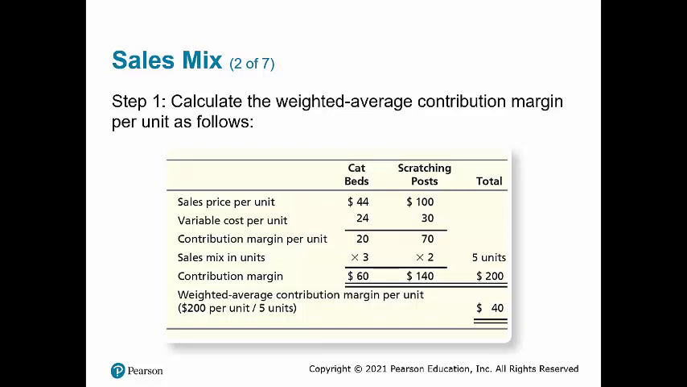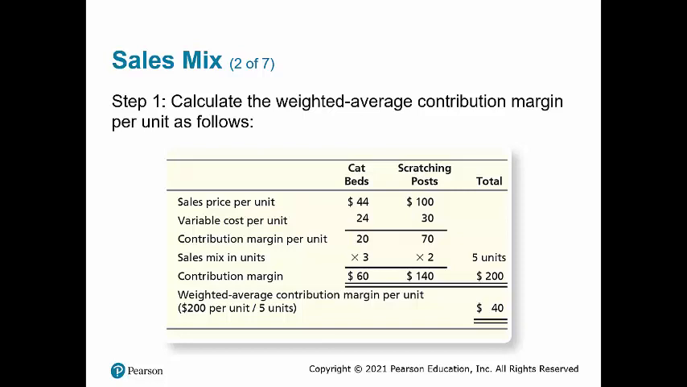The sales mix of 6,000 beds and 4,000 posts creates a ratio of 6,000 to 10,000, or 60% cat beds, and 4,000 to 10,000, or 40% scratching posts. We can convert this to the least common ratio of 3 to 5 cat beds and 2 to 5 scratching posts. So we can say that the sales mix is 3 to 2, or for every 3 cat beds sold, Cool Cat expects to sell 2 scratching posts.